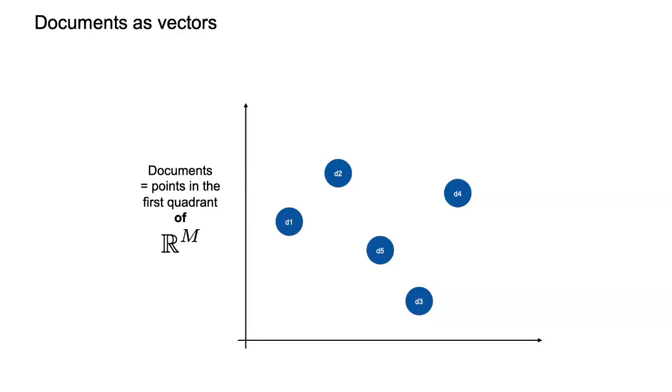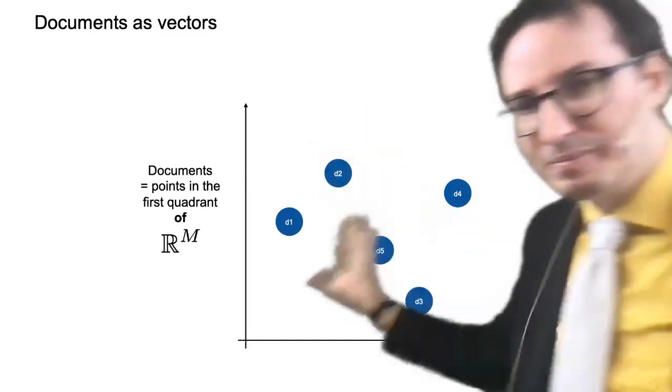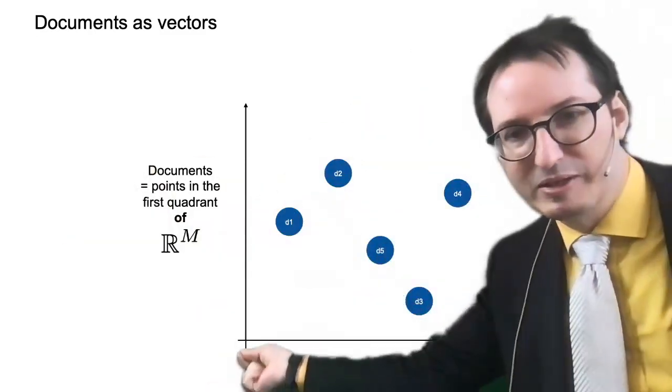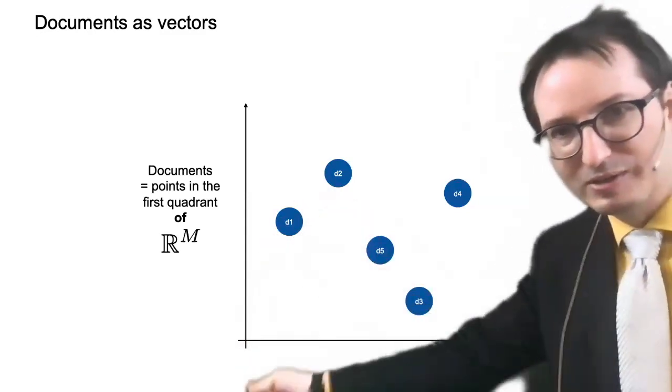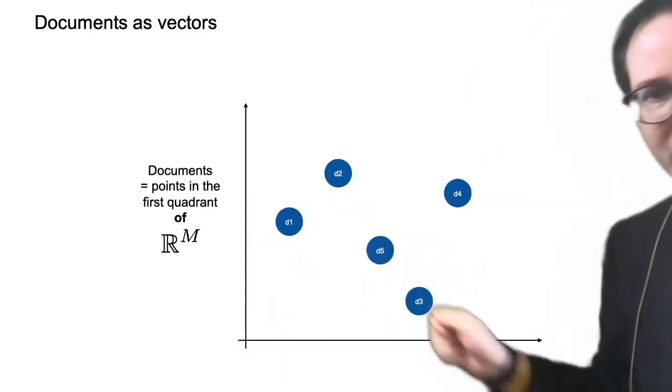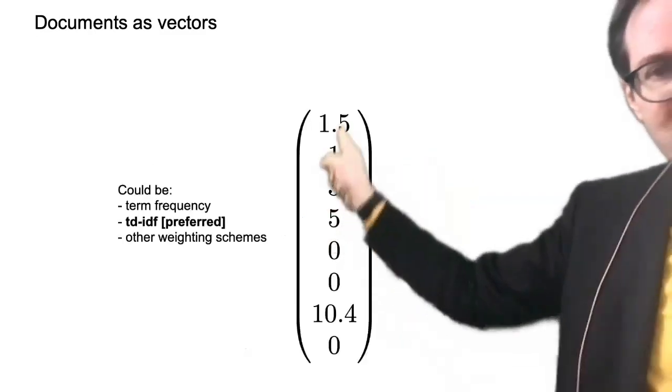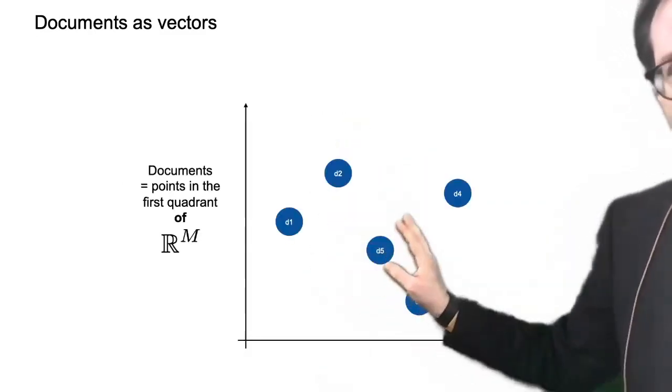Why first quadrant? It's because it's non-negative. We don't have any negative numbers. So all of these vectors will be in here, but not here, not here, not here. I put them as dots, but implicitly this is the vector, going from the origin to here. Who agrees with that? Awesome. So this is now the representation of bags of words.